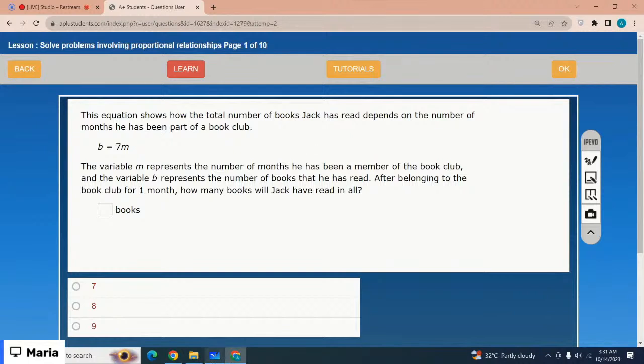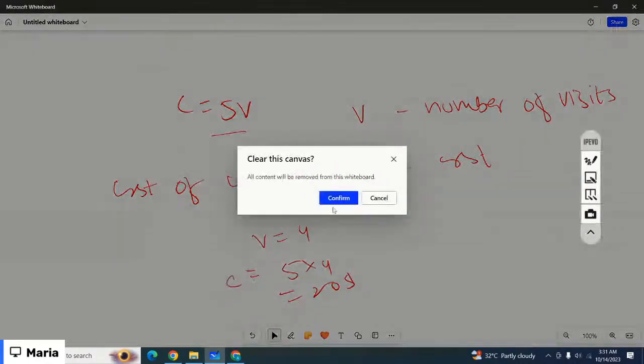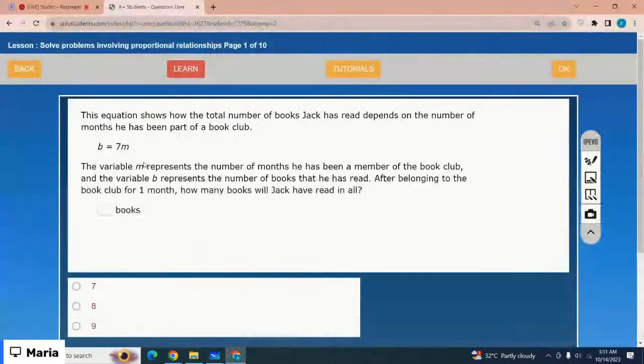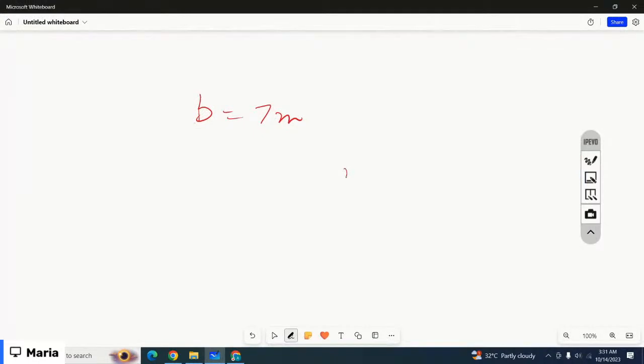So the equation is B equals 7M. M represents the months and B represents the books he read. So when M equals 1, you need to see how many books Jack has read after 1 month. Just replace M with 1 in the relationship. That would be 7 times 1, so B equals 7. That means in 1 month, Jack has read 7 books. So the correct option is 7.